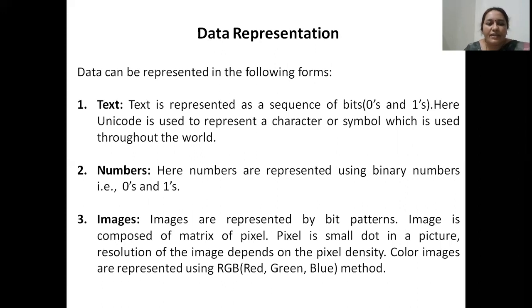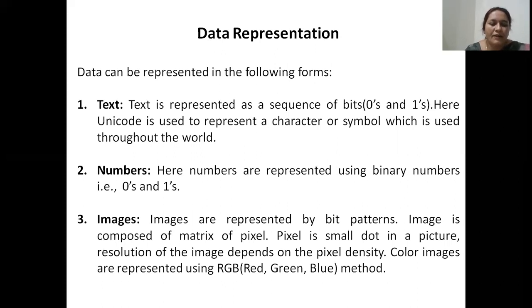Next, the third kind of data is images. So images are also represented by bit patterns. Image is nothing but a matrix of pixels. Every image or photograph which we transmit on the computer network is nothing but a matrix of pixels which contains rows and columns of pixels. Each pixel is a small dot in a particular picture. More the number of pixels, better the resolution of the image. So if you want a high quality picture, the picture should be of high resolution. In turn, the pixel density of the picture should be good.